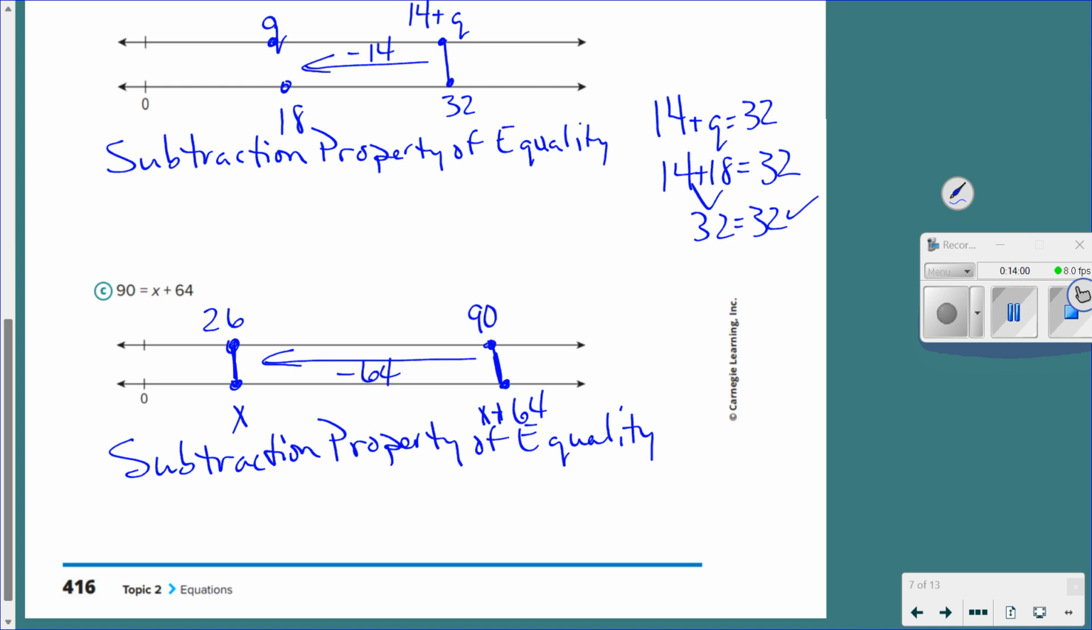Last step, check my solution. It was 90 equals x plus 64. But I now know that the x is 26. Add 64 and 26, that's 10, 8, 9. 90 equals 90. Check.